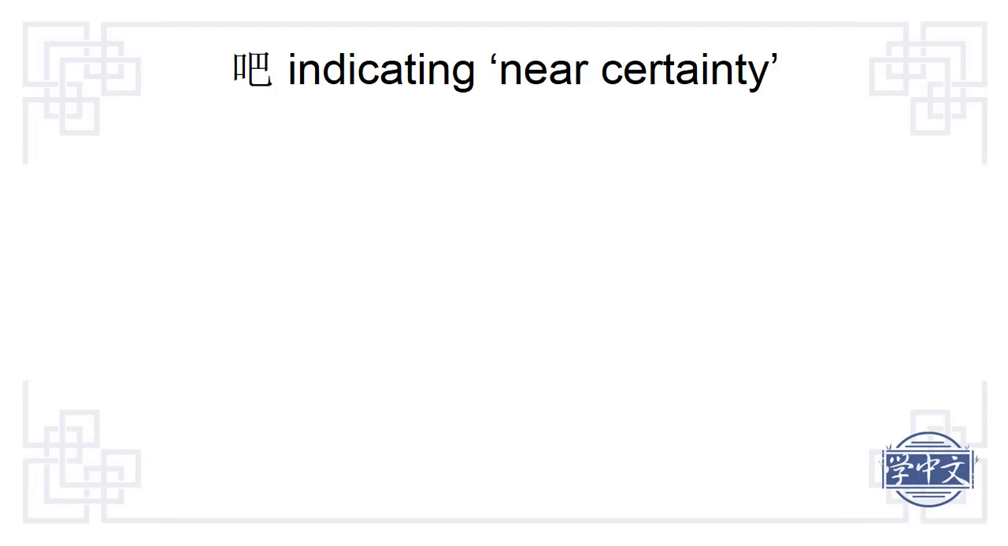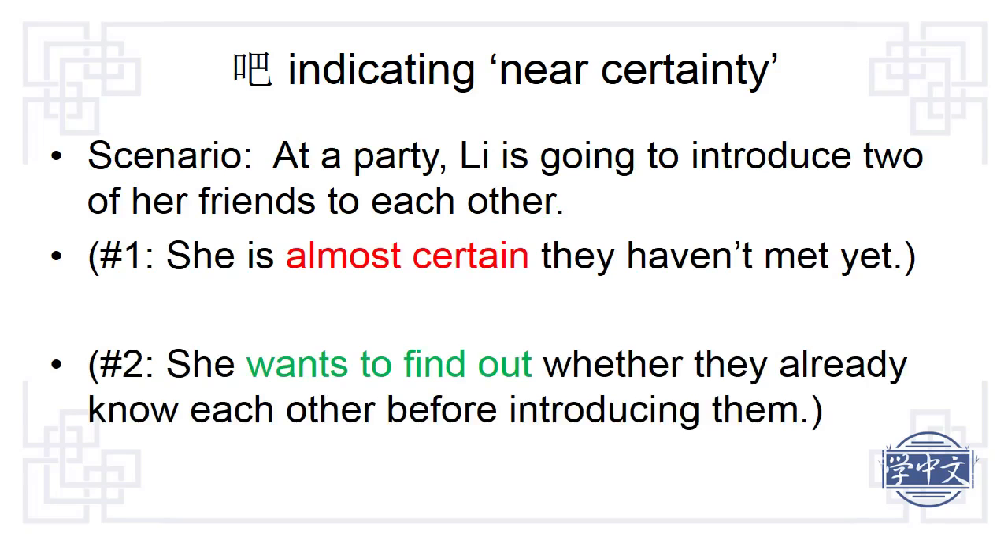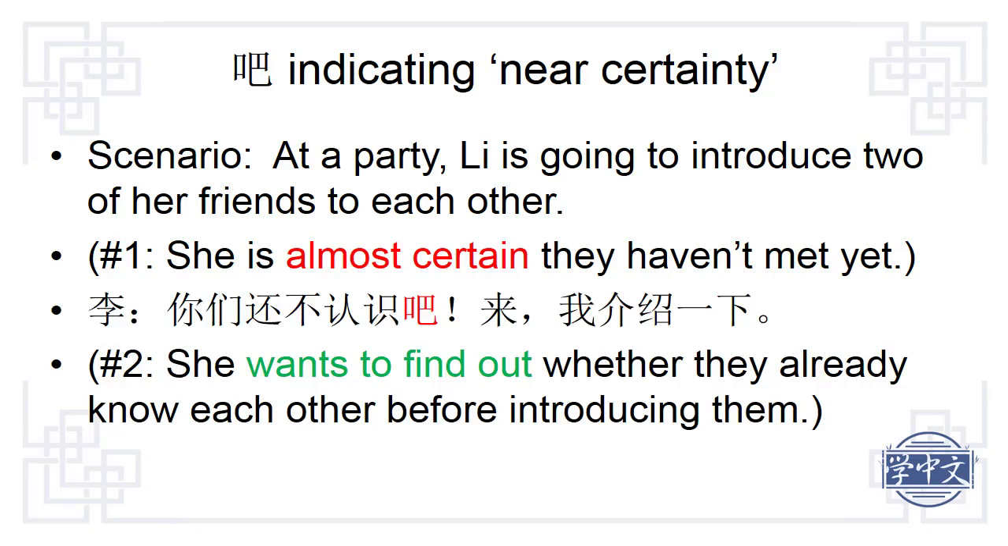Let's use an example to see the difference between ma and ba. The scenario is that at a party, Li is about to introduce two of her friends to each other. If she is almost certain that they have not met yet, she would say, 你们还不认识吧？来，我介绍一下。You two haven't met, have you? Here, let me quickly introduce you.